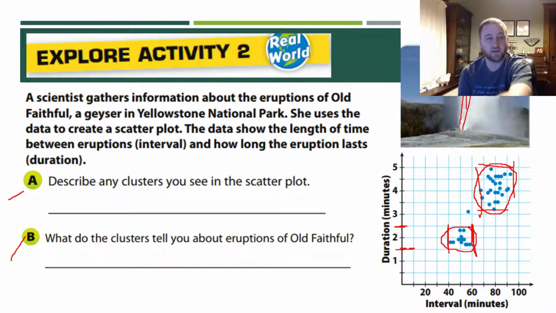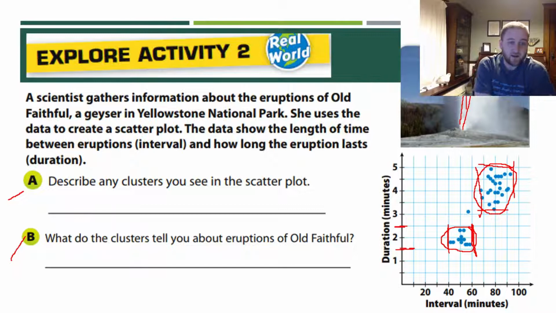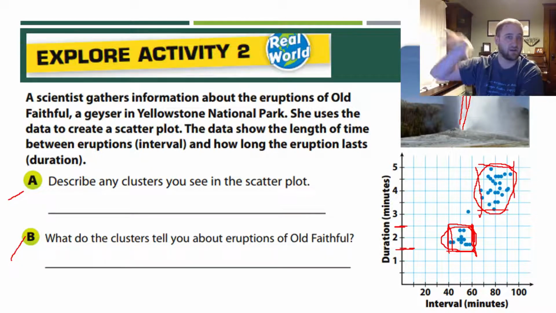B says, what do the clusters tell you about eruptions of Old Faithful? What do you guys think? For me, these clusters tell me that the eruptions are somewhat predictable. If there's a shorter time in between eruptions, like in this cluster right here, that means the duration of the eruption isn't going to be as long. If there is a longer interval, a longer period of time with no eruption, like if it's quiet between 65 to 85 minutes, that means the eruption is going to be longer, probably between 3 and 5 minutes.